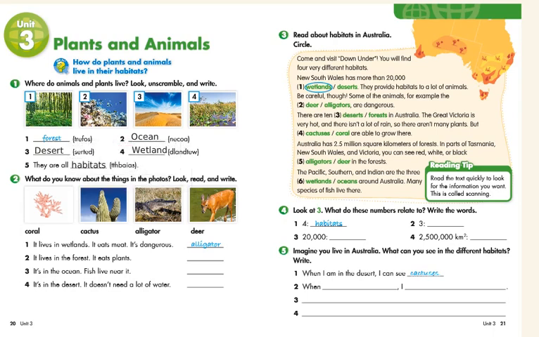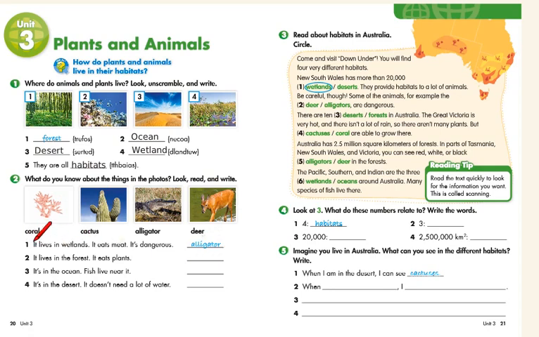Okay, we're ready. Now, on exercise number 2, it says, what do you know about the things in the photos? Look, read, and write. Okay, we have these pictures. This is a coral. This is a cactus. This is an alligator. And this is a deer. And this from 1 to 4 is information about this. So we are going to write it here.